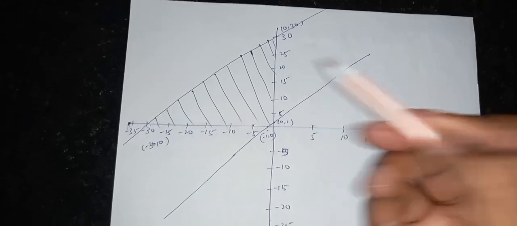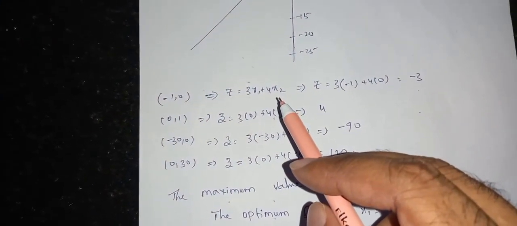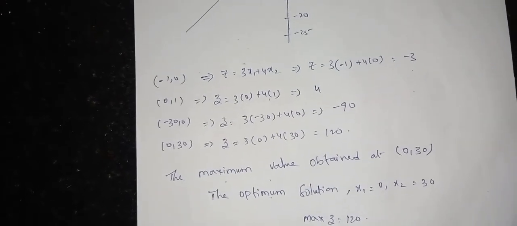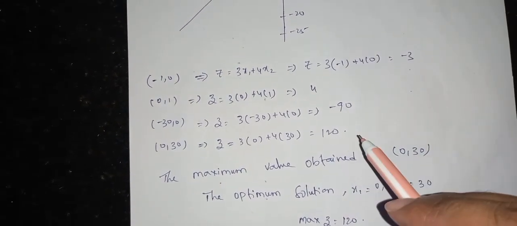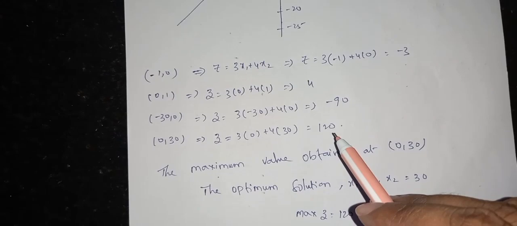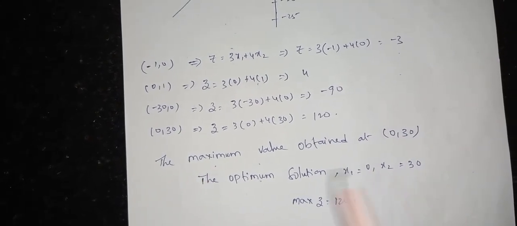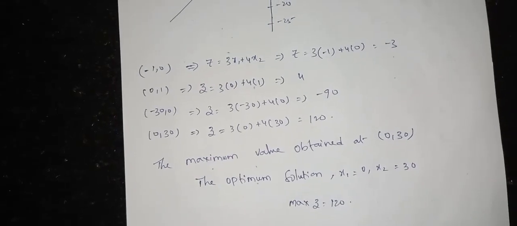So we take these 4 points and substitute these 4 points in the objective function, then we will get the values. In the problem they have given maximization, which means select the maximum value. Here the maximum value is obtained at 120. So x1 is 0 and x2 is 30. This is the optimum solution and the maximum z value is 120. Okay, thank you.